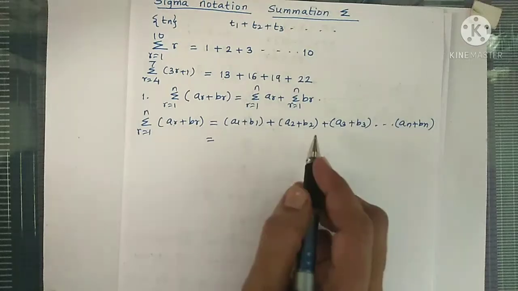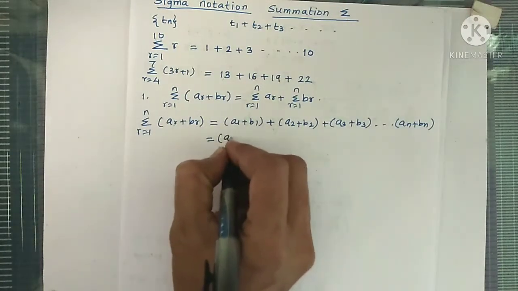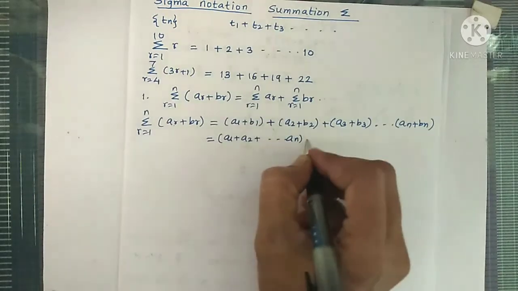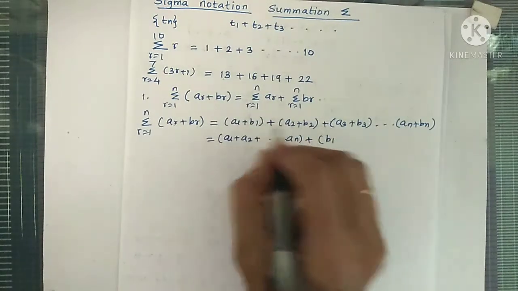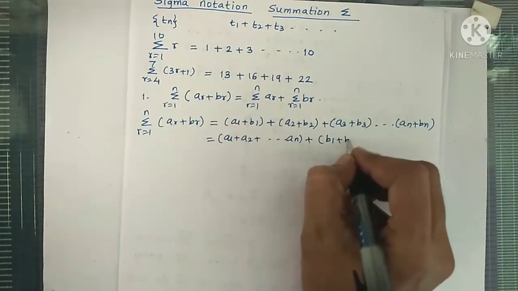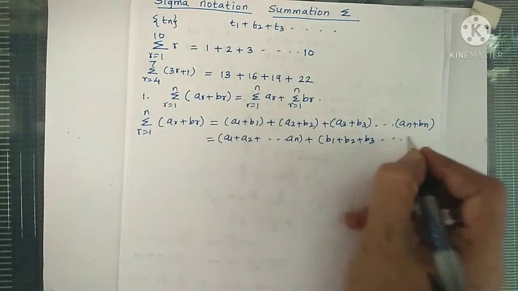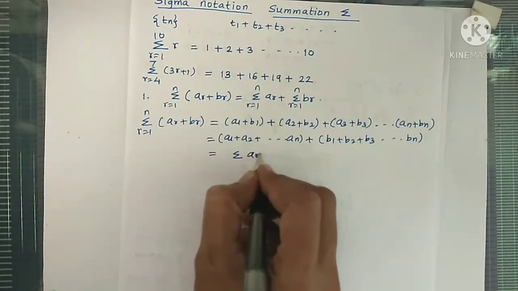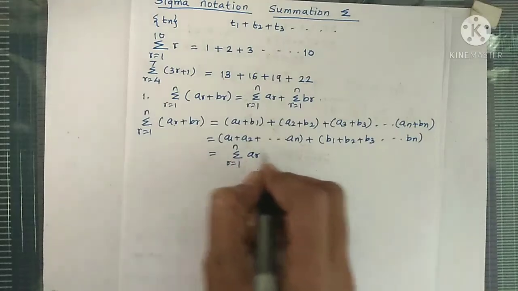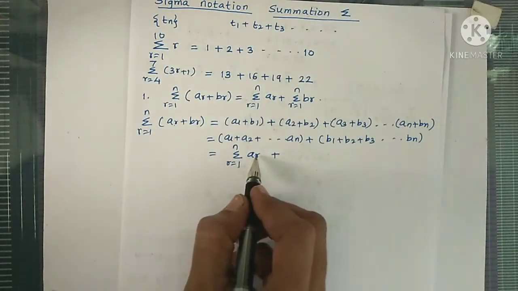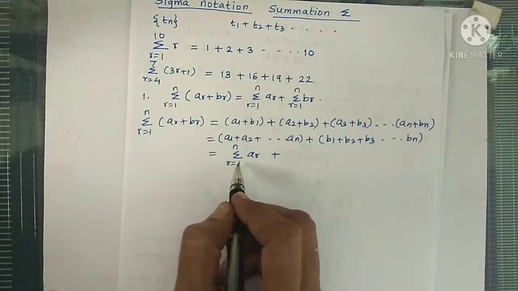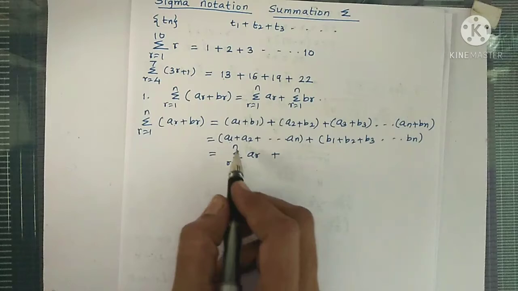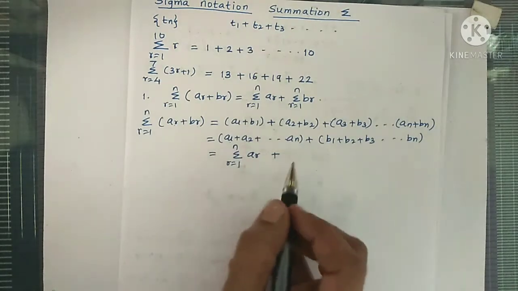Now take the first part in each bracket. So that becomes A1 plus A2 and so on up to AN, and write the second part of each bracket in the second bracket here, B1 plus B2 plus B3 and so on up to Bn. Now you can see that this is nothing but summation AR, R equal to 1 to n. As for R equal to 1 we get A1, then we put R equal to 2, that becomes A2. Then for R equal to 3 we have A3, and so on. The last one is R equal to n, we get AN.